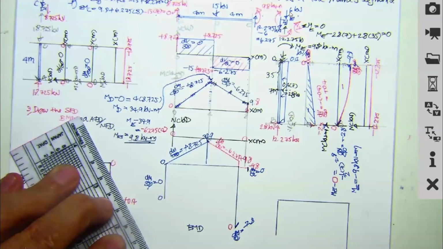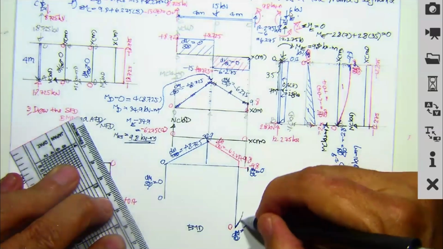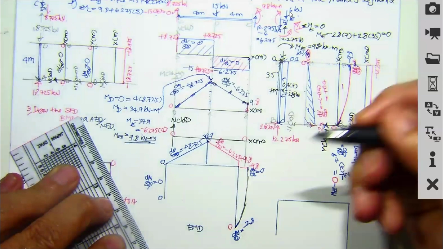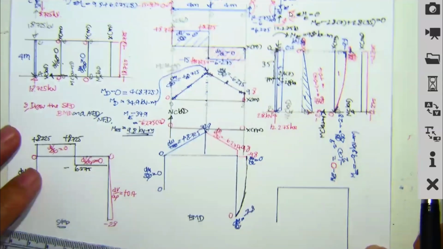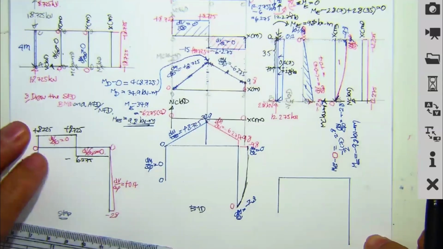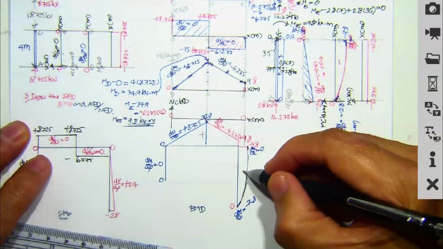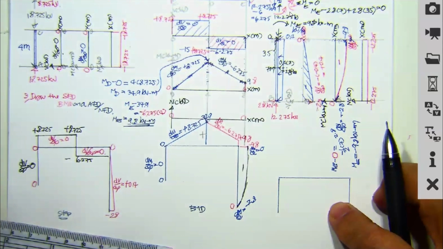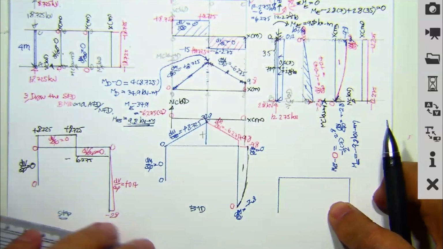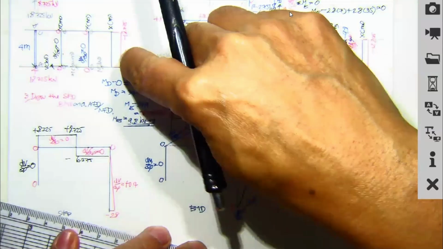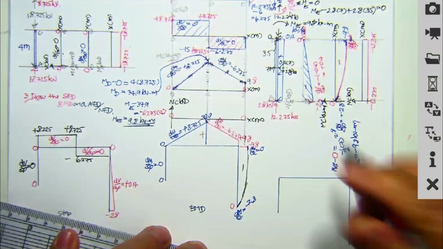Then you have the curve of this one. Okay, that's the curve. That's going to be the bending moment diagram. This is positive, and this is going to be negative. Then the last one, minus 18.825.